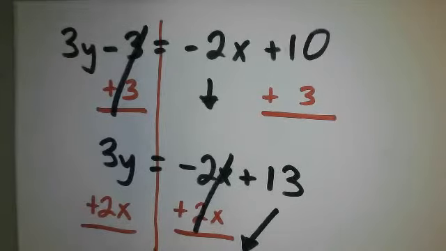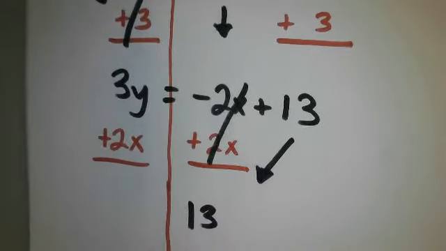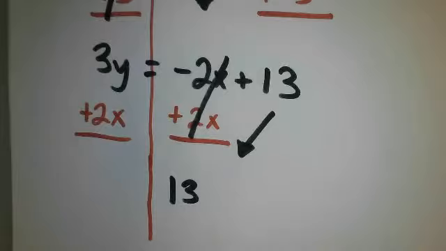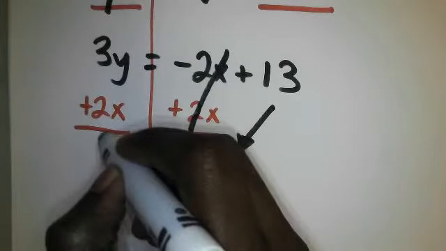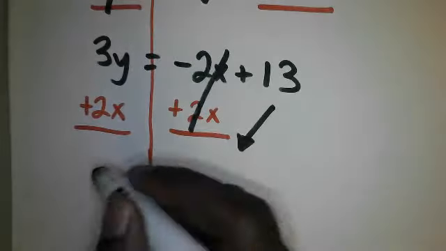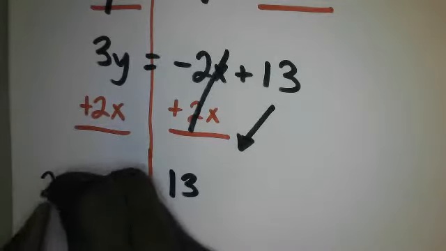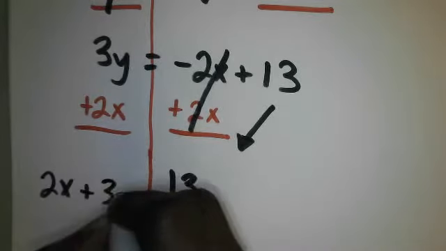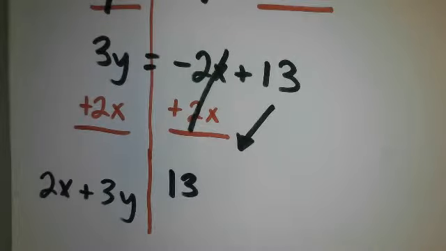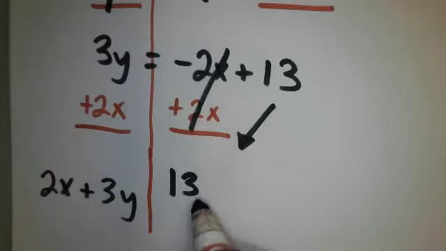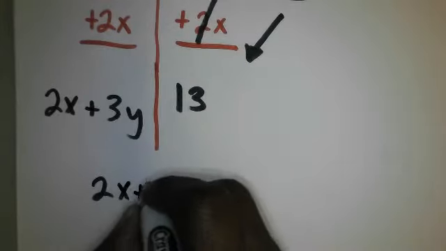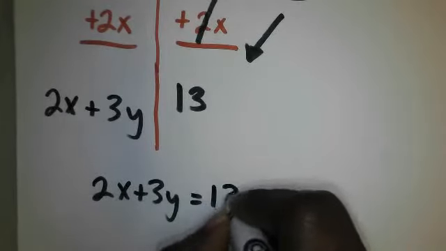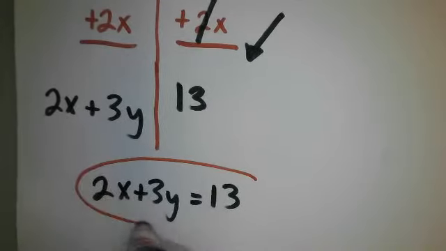On the other side of the equation, we have 3y plus 2x. Now because they're not the same, we cannot combine them. So, because we can't combine them, we'll just write it out. We have 2x plus 3y. And we just write it out. And this is our standard form. We have 2x plus 3y equals 13. And then we're done.